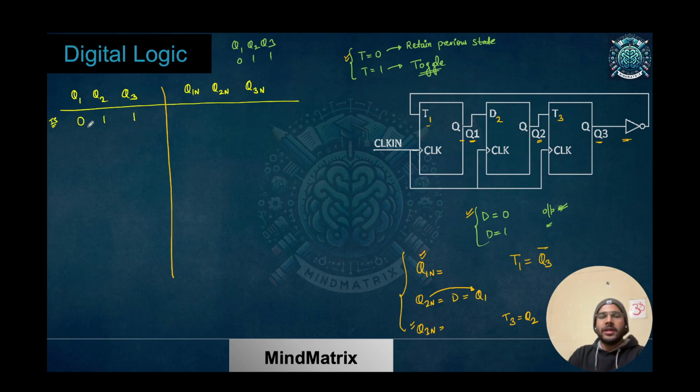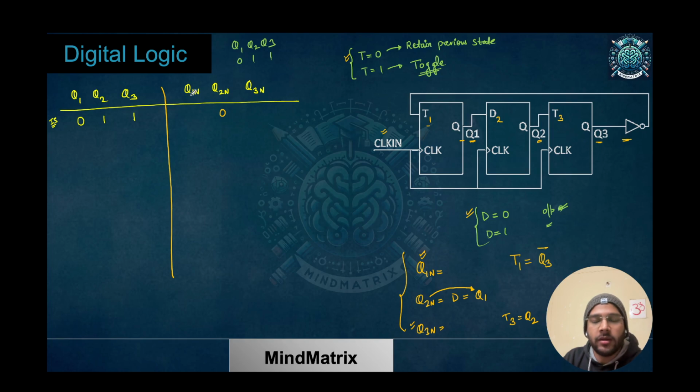So initially your state is 0, 1, 1. Now let's say I give the first clock. So when we give the first clock, what is going to happen? Q2n will take the value of Q1. So whatever is Q1, that is 0, we are going to write here as 0. Clear?